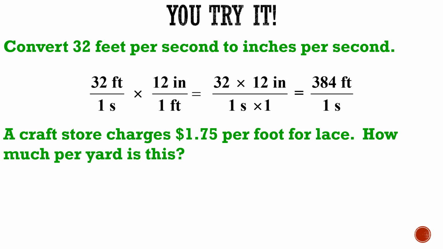Now, if you converted 32 feet per second to inches per second, you should have had a solution that looks something like this. 32 feet over 1 second times 12 inches over 1 foot. Now, you'll recognize that the feet will cancel out, which leaves us 32 times 12 inches over 1 second times 1, which simplifies to 384 inches per 1 second.